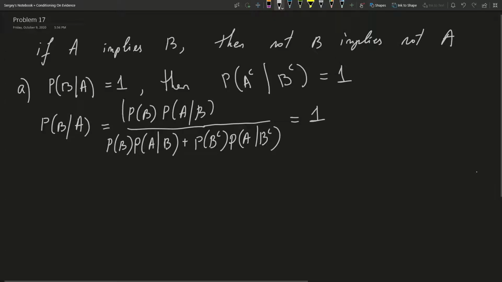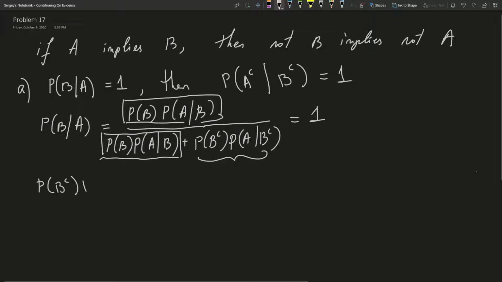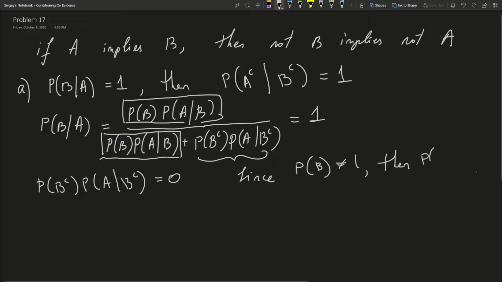Notice that the term in the numerator and this term in the denominator are the same. So for this ratio to equal 1, this term here needs to equal 0. So probability of B complement times probability of A given B complement needs to equal 0. Now we're given that probability of B is not equal to 1, which implies that probability of B complement is not equal to 0.